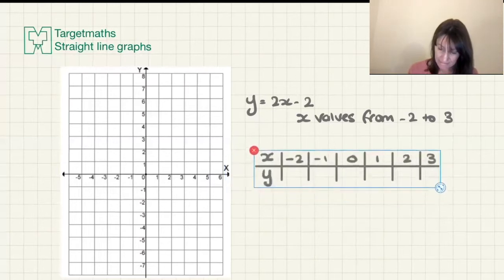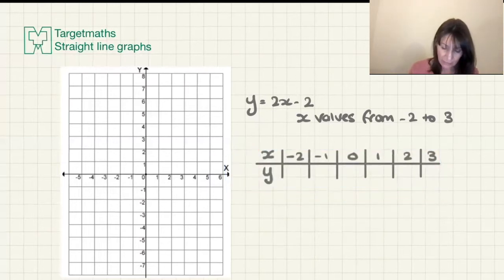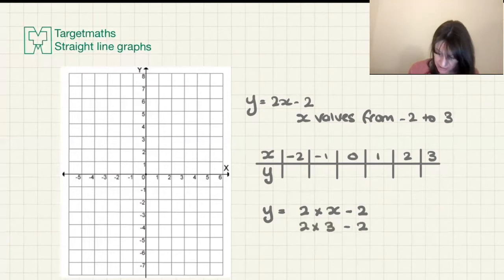Okay, so we've got the rule that y will equal whatever 2 times x is minus 2. My biggest x is 3, so I'm going to be putting 3 here. I've got 2 times 3 minus 2. So 2 times 3 is 6, minus 2 is 4. 2 times 2, the next x value. 2 times 2 is 4, minus 2 is 2. 2 times 1 is 2, minus 2 is 0.